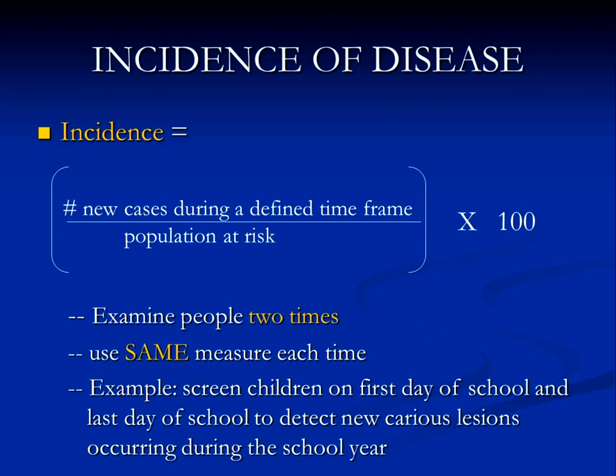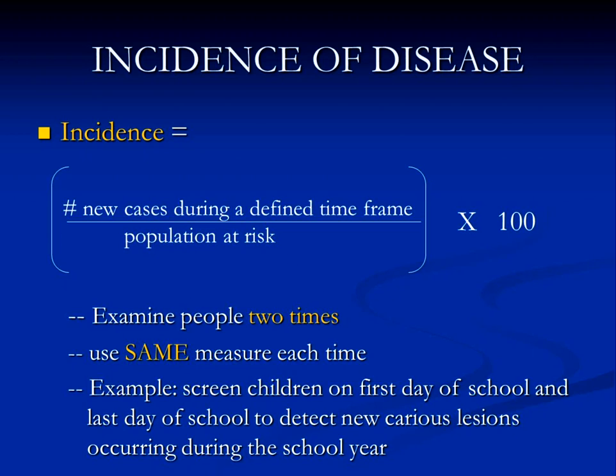So those are the number of new cases. So 20 divided by 125, so we still have 125 sixth graders, and that gives us 0.16. If we multiply it by 100, then we would know that our incidence is 16%. So basically, what we can say is that when we report the incidence of caries in the sixth grade population is 16%, it means that 16% of the population at risk for caries developed new caries in that 9-month time period.